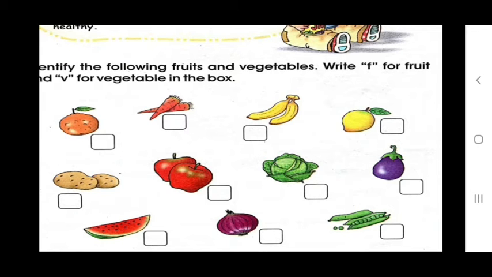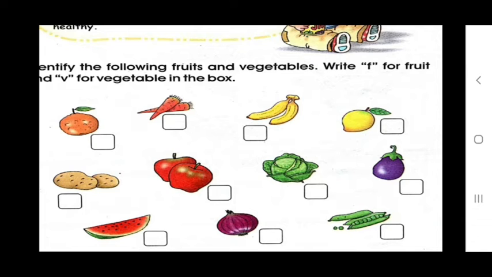So now let's come to the food. Food, we eat food to keep ourselves healthy, isn't it? There are so many things which we eat. Some are fruits and some are vegetables. So there are some pictures given here. You have to write down F or V. If it is fruit, you will write down F, and if it is vegetable, you will write down V. So just tell me quickly what they are.